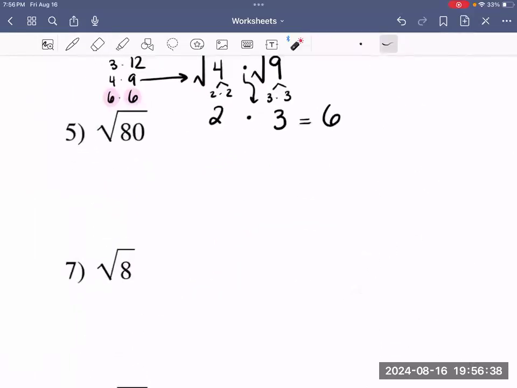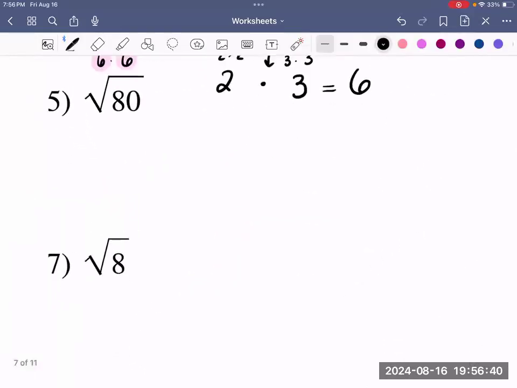Let's get some more practice. So let's say the square root of 80. So the square root of 80, right, some factors.